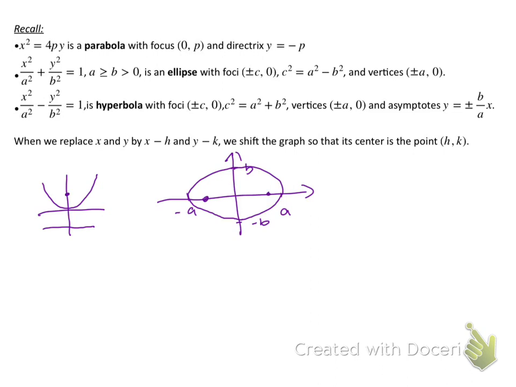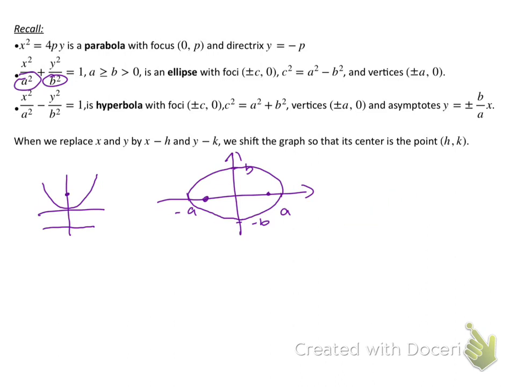And if among these two denominators the denominator of y squared is higher, the foci and the longer axis, the major axis, will be on the y-axis, and then the minor axis will be on the x-axis. It will look like this instead, if the denominator of y squared is higher than the denominator of x squared.